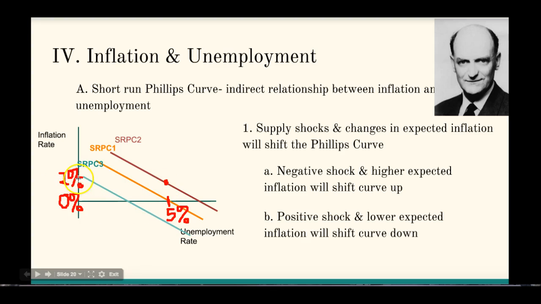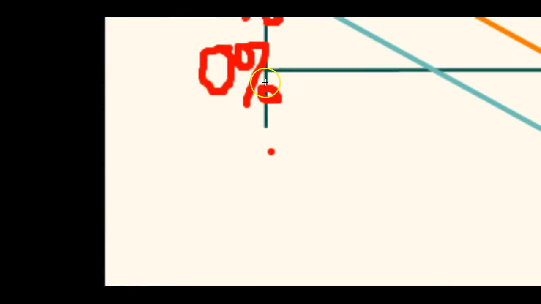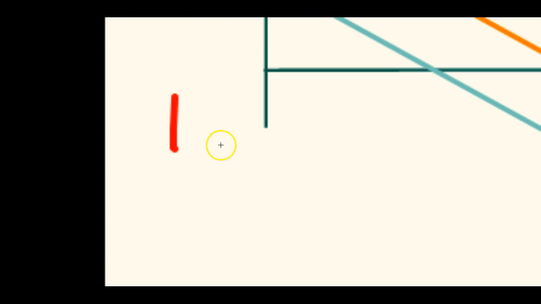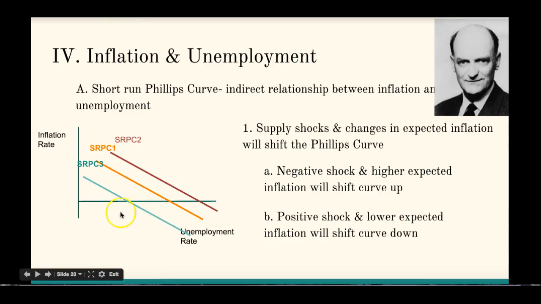Okay, so because our inflation increased due to our supply shock, we are now at a higher inflation rate for every single unemployment rate. Same thing here with this blue line. We have 5%. In order to have the 5% unemployment rate, we would have to have negative inflation, deflation. Sorry, my weird thing was going on there.